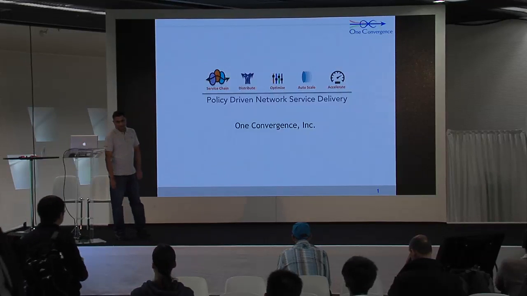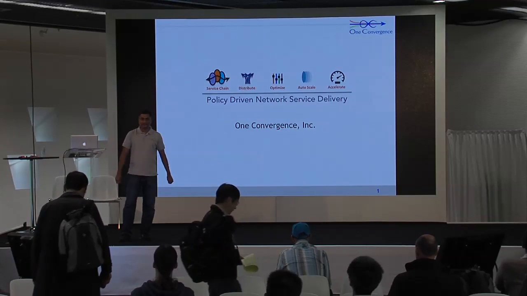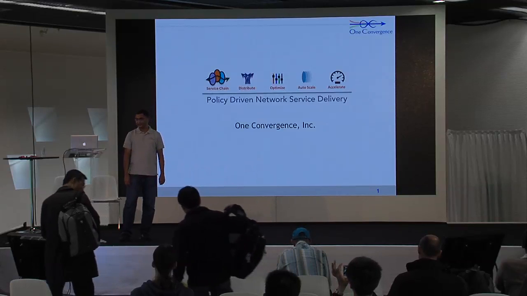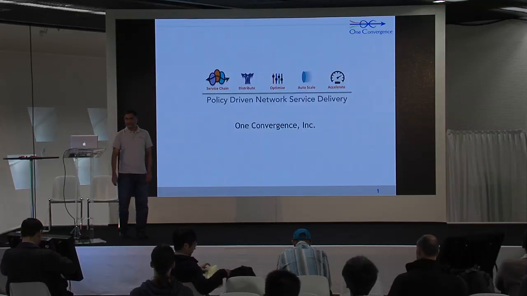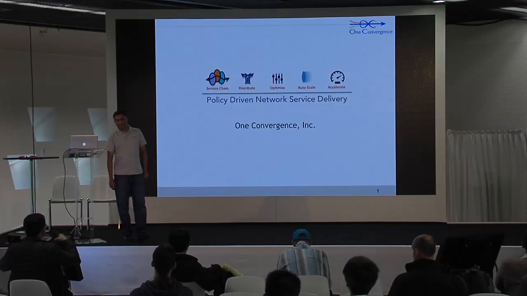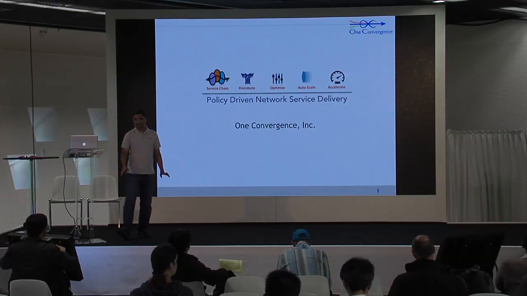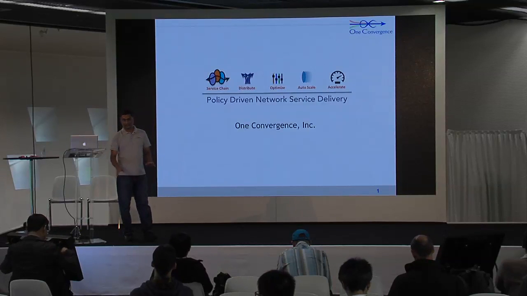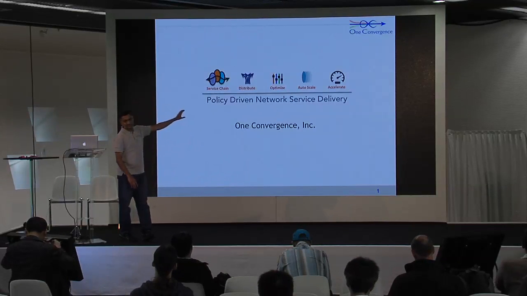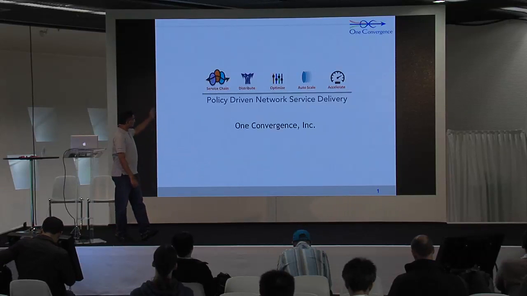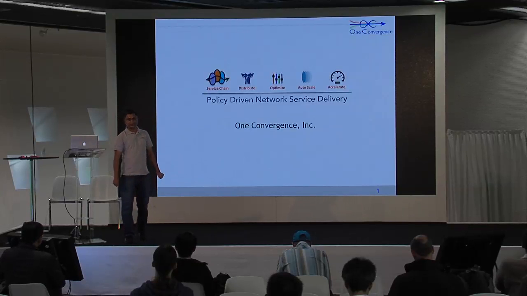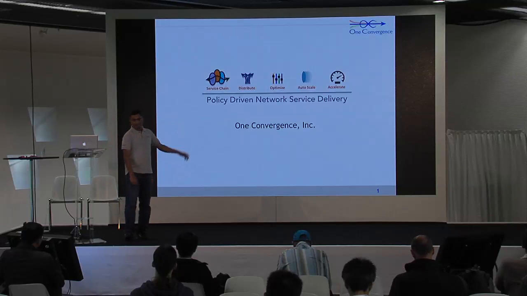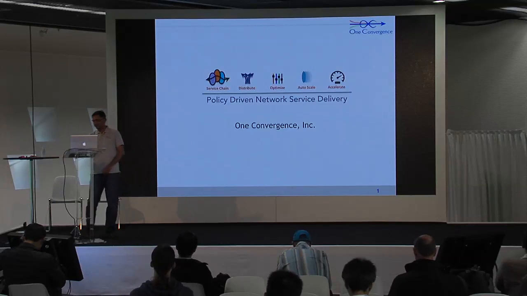I just wanted to go over this policy-driven network service delivery, which is the topic of my talk. So we at One Convergence believe it is all about network services. It is all about policy, and it's all about these icons that you see here. So, basically things like, how do you insert and change services? How do you scale out and accelerate all of these kinds of things?